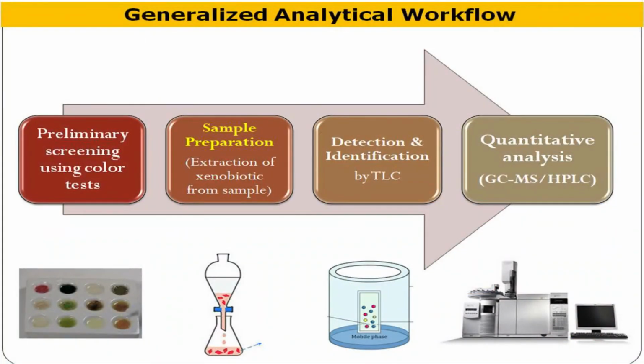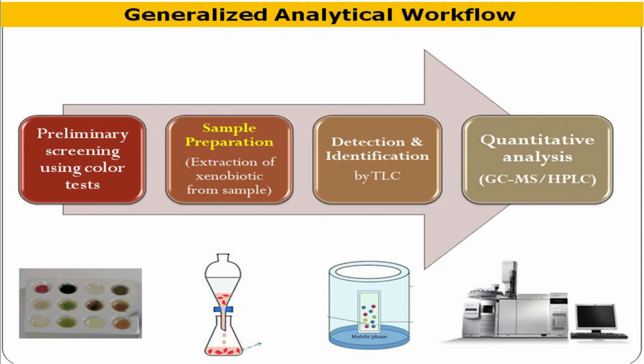This is the generalized analytical workflow for any analytical toxicology laboratory, and it is divided into 4 parts. First is preliminary screening using color tests. Color tests are used to detect the presence of any class of drug or class of poison. For example, if the person has consumed a large amount of paracetamol, then you can identify it using the cresol ammonia test. The cresol ammonia test gives a blue color in the presence of paracetamol.